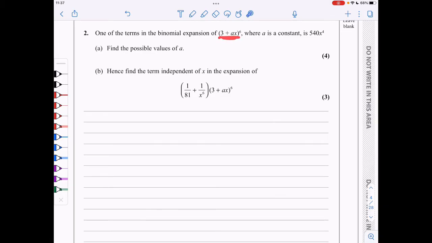In question 2, one of the terms in the binomial expansion of 3 plus ax to the power of 6 is 540x to the power of 4. We need to find possible values of a. So I'm not going to consider the full expansion. I'm just going to say that I'm interested in the coefficient of x to the power of 4.